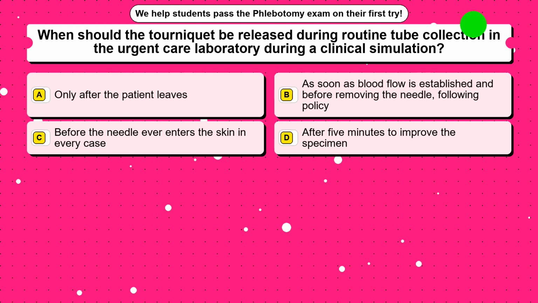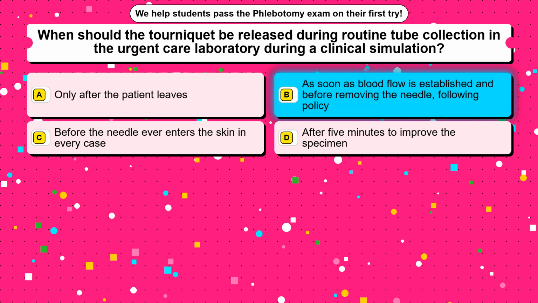Question 21. When should the tourniquet be released during routine tube collection in the urgent care laboratory during a clinical simulation? Option A. Only after the patient leaves. Option B. As soon as blood flow is established and before removing the needle, following policy. Option C. Before the needle ever enters the skin in every case. Option D. After 5 minutes to improve the specimen.